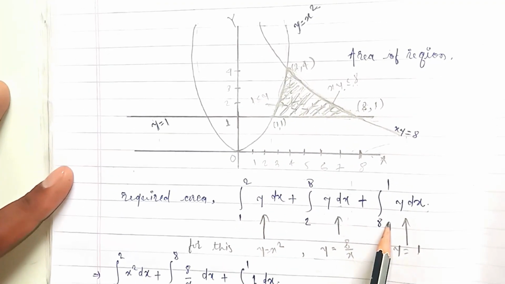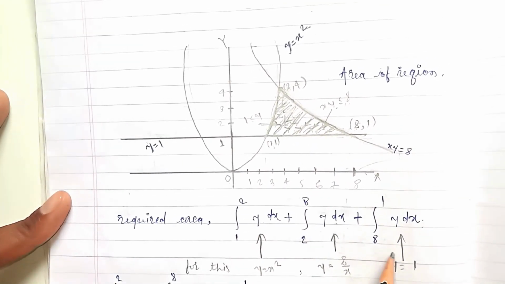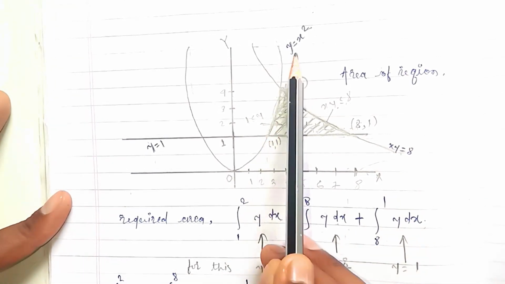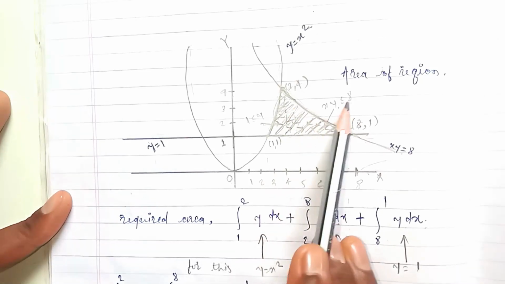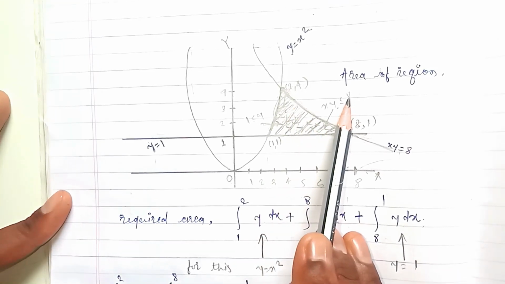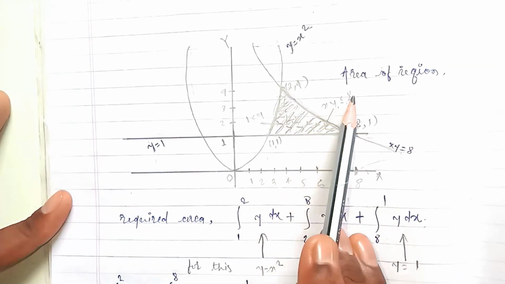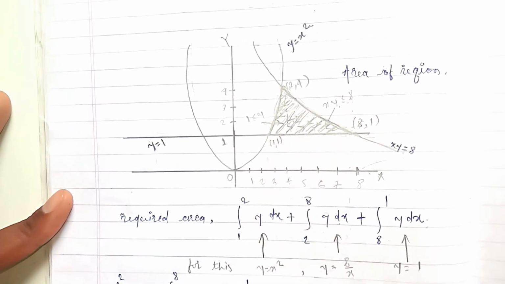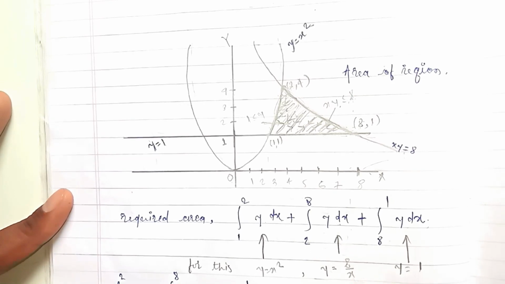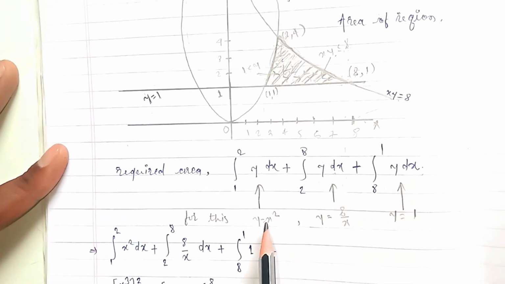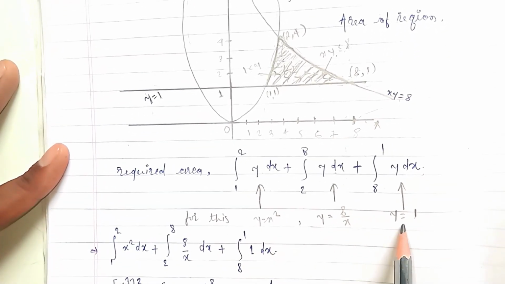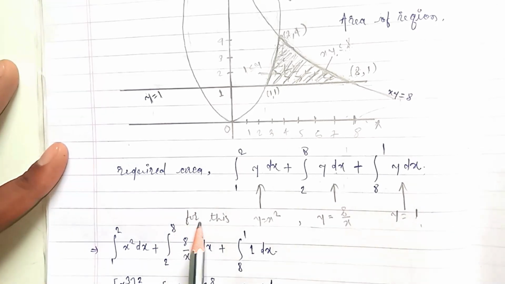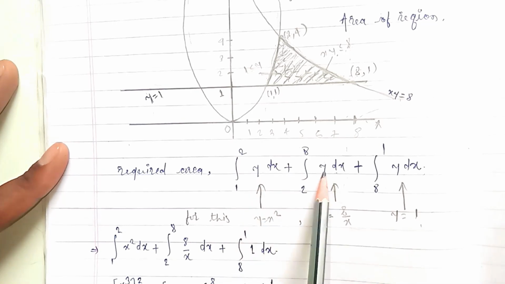So all these limits I have written here along with the integration. And we know that the first y means y equals x square, the second y means y equals 8 by x, since xy equals 8, that means y equals 8 divided by x, and the third y means y equals 1 only. So we have three functions here: y equals x square, y equals 8 by x, and y equals 1. Now substitute all these values into our three integrals.